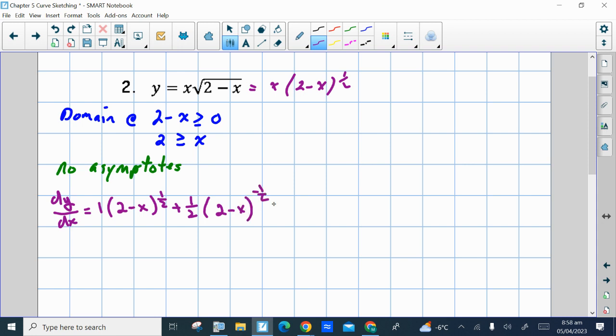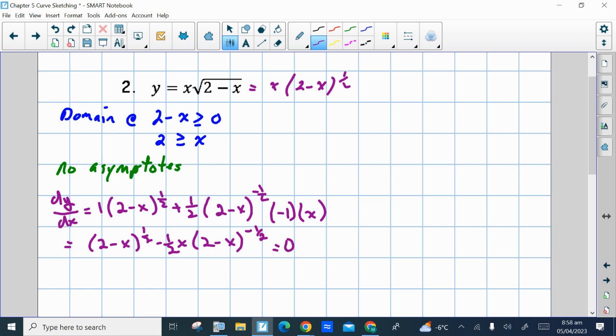And that involves multiplying by the derivative of what's inside, which will be negative 1, as well as multiplying by the first factor of x. So we can simplify this a little bit. 1/2 times negative 1 times x is negative 1/2 x, bracket 2 minus x to the negative 1/2. And we want to find the critical numbers for this. Where does it equal 0?